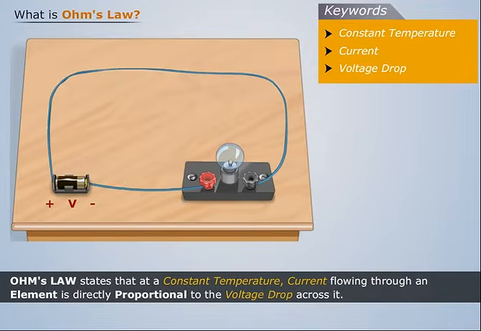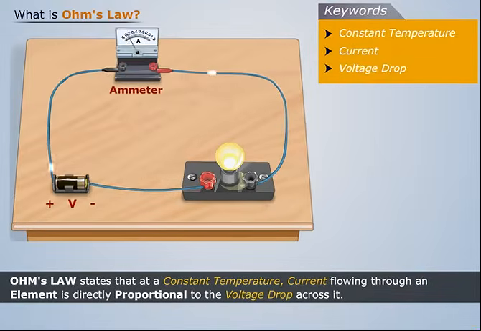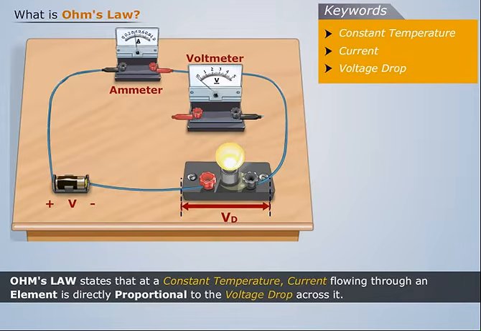Now, in order to measure the amount of current I flowing through the circuit, let's connect an ammeter. Similarly, in order to measure the voltage drop Vd, let's connect a voltmeter across the bulb.